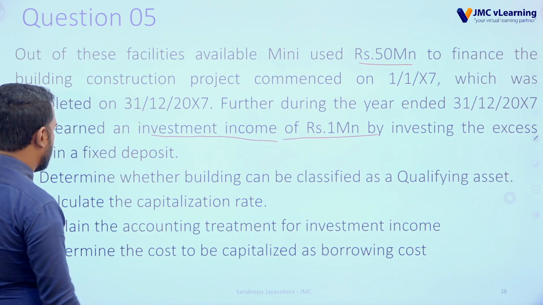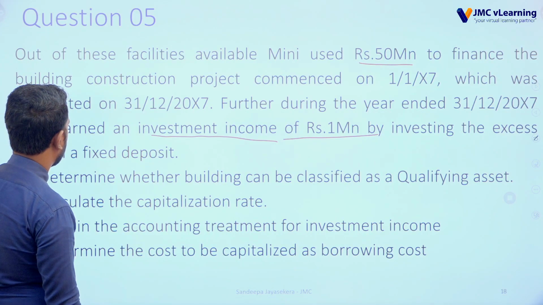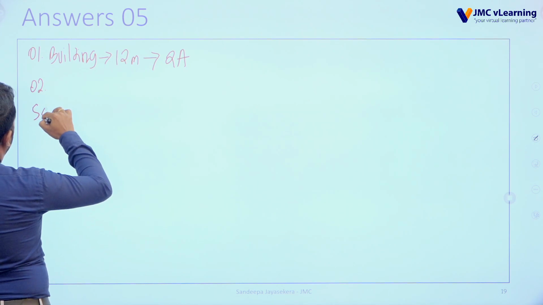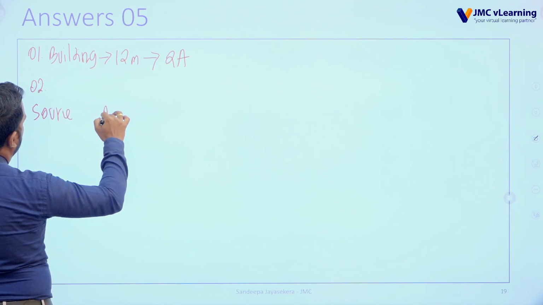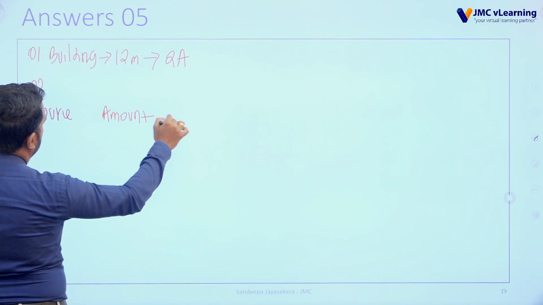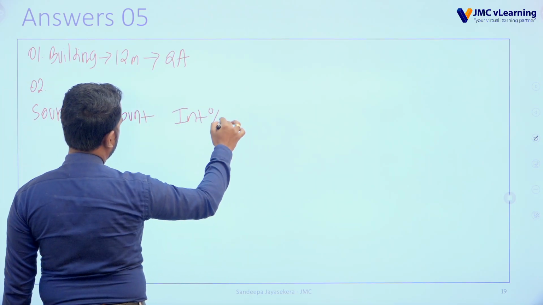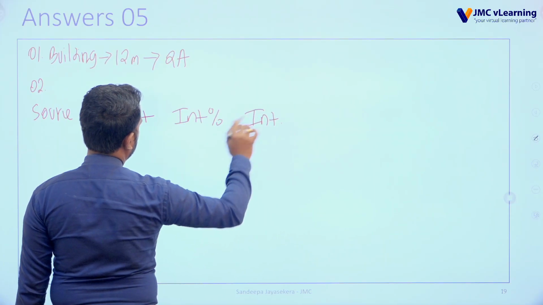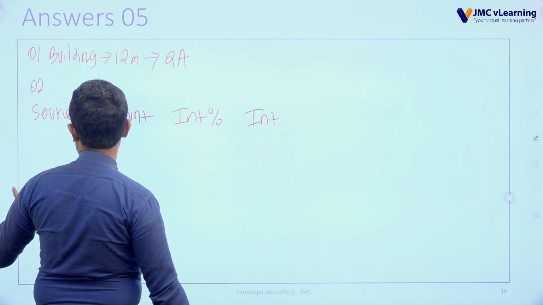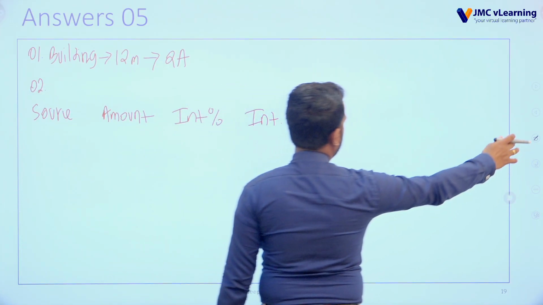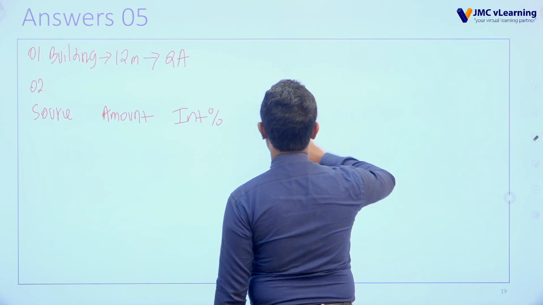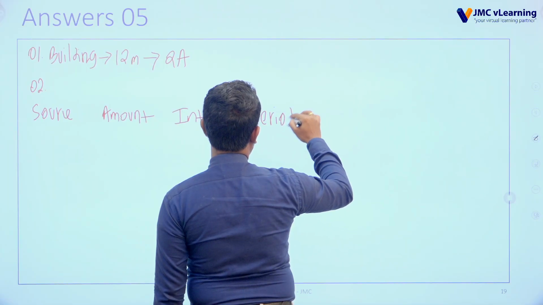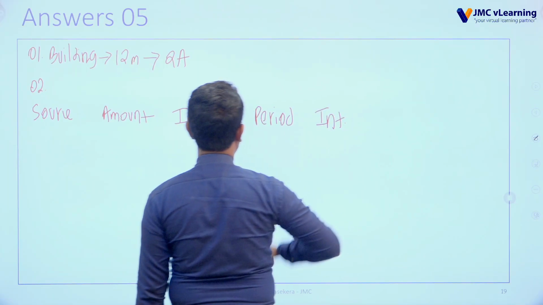Secondly, you have been asked to calculate the capitalization rate. We'll prepare a small table: the source, the amount, the interest rate and the interest. Here sometimes you might need the period, so we'll put the period as well: period and the interest.